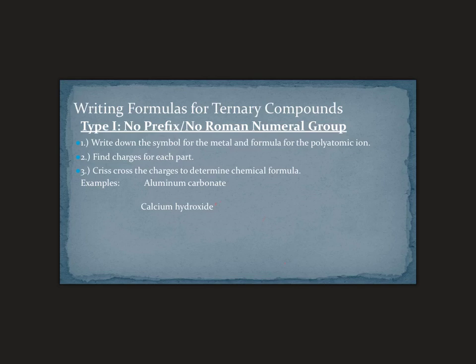So the 1 goes with the calcium, so I don't write that. The hydroxide, because it's 2 of them, I have to put the 2 there. If I didn't put the 2 there, then this would be CaOH2, which is entirely different than Ca with the OH. What would I mean by that? CaO and then 2 H's. That's not what we want. We want Ca(OH)2, with 2 OH's.